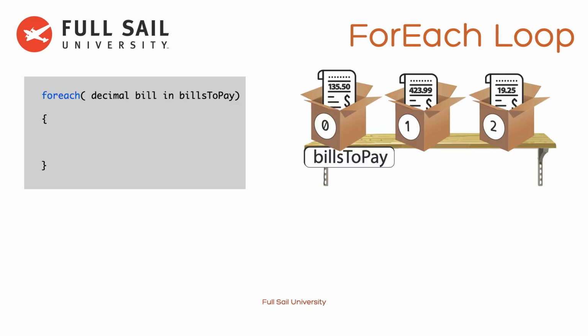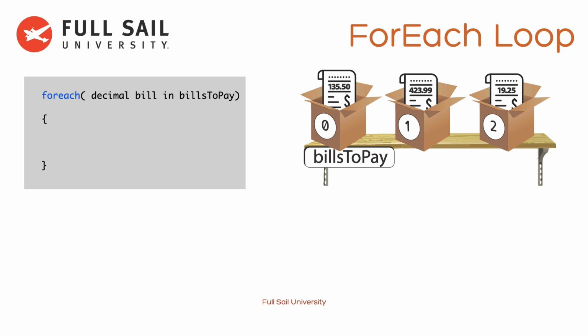So let's take a look at the for each loop. Now we have to start it with foreach, all lowercase. Then we have our decimal bill. Now, decimal is going to be the data type that is going to be inside of our list. Remember, we created this list to be a list of decimal values.